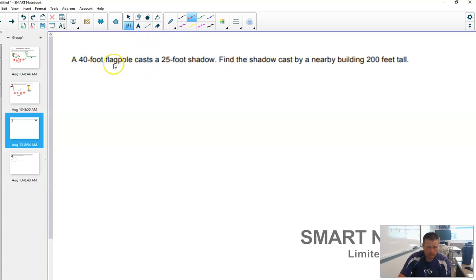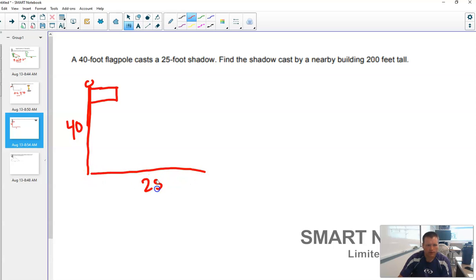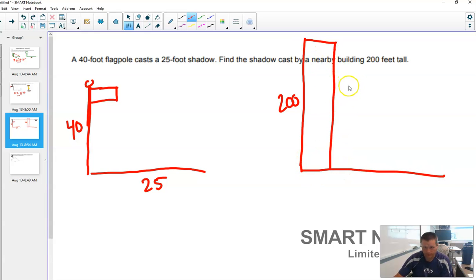Next one here, I've got a flagpole that casts a shadow. Again, if I draw my picture here, so my flagpole here, we know it's 40 feet, and it casts a shadow. Let's just say that shadow's cast this way of 25 feet. And then we've got a building nearby. Find the shadow cast by a 200 foot building. So we've got another building here that's 200. Here's the building. We want to know what this shadow is over here.